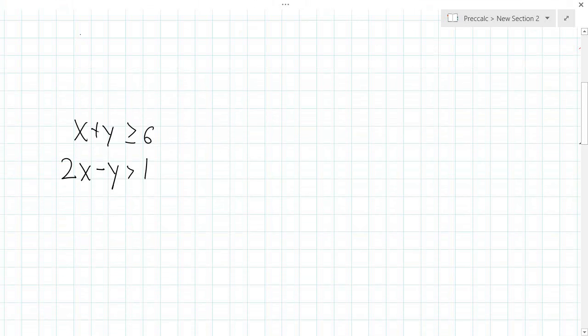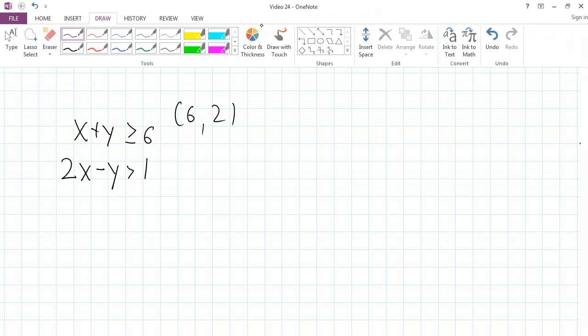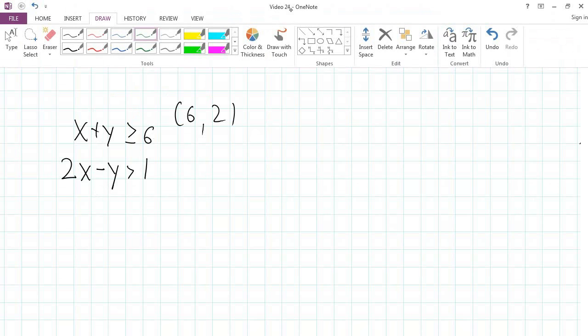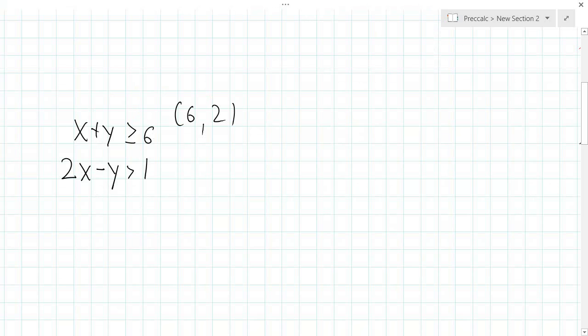and we want to find a combination of x and y value that work in both inequalities. For instance, if x were 6 and y were 2, this would work in both inequalities, and you can check that yourself just by subbing in. If x is 6 and y is 2, this makes 8, which is greater than 6, and this would make 12 minus 2, which is 10, which is greater than 1. So 6, 2 is a solution to this system of inequalities.